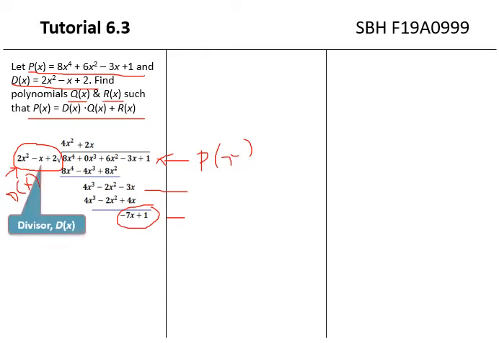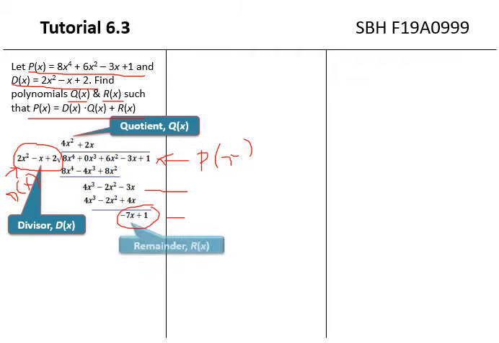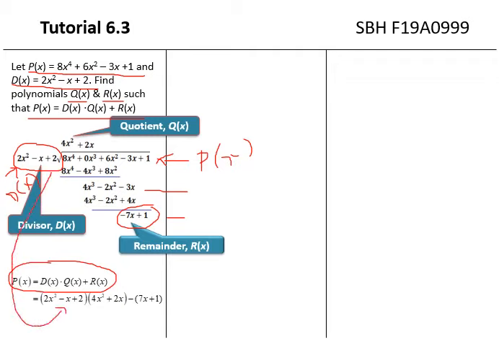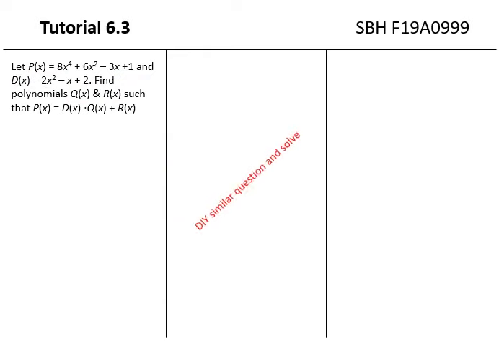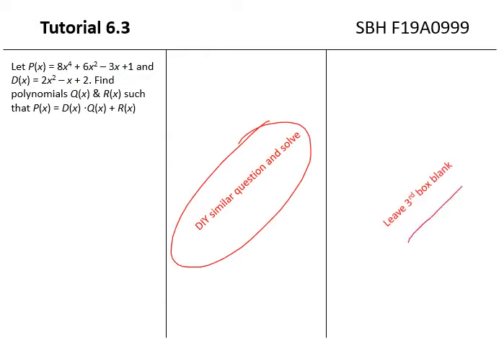So now we have the divisor D(x), we have the quotient Q(x), and then we have the remainder R(x) there. Now we want to rewrite it in this form. We just plug in D(x), where's D(x)? Here, into the first expression there, and then Q(x), where's Q(x)? Q(x) is here. And then we have the remainder. Solve. Now it's your turn. DIY a similar question and solve it. Leave the third box blank.